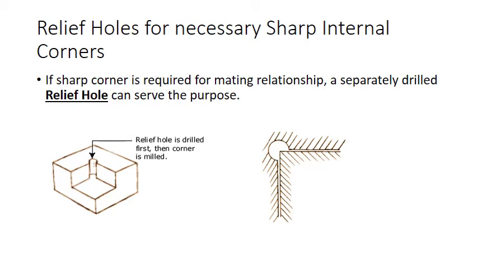If the sharp corner cannot be avoided and is required for mating relationships, a relief hole should be drilled first and then milling should be done. In this photo, we can see the relief hole so that the machining can be done easily.